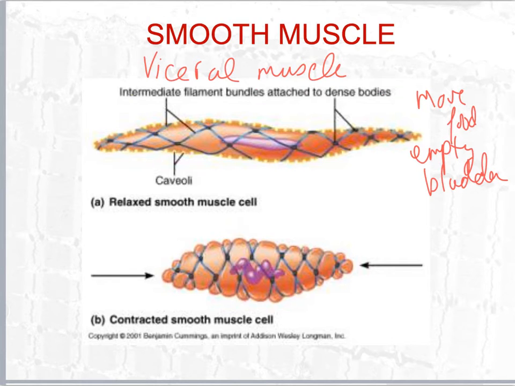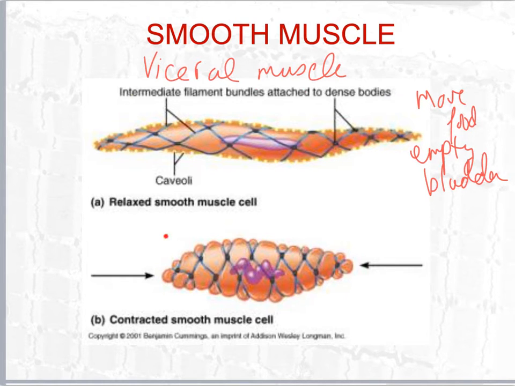They can help change the diameter of blood vessels. So we talked about when you get too hot or too cold, your blood vessels change size. That's happening because of smooth muscle. The motion of peristalsis, which is sort of this wave-like motion that helps move food through your digestive tract, is done by smooth muscle. And they can sustain long periods of contraction.